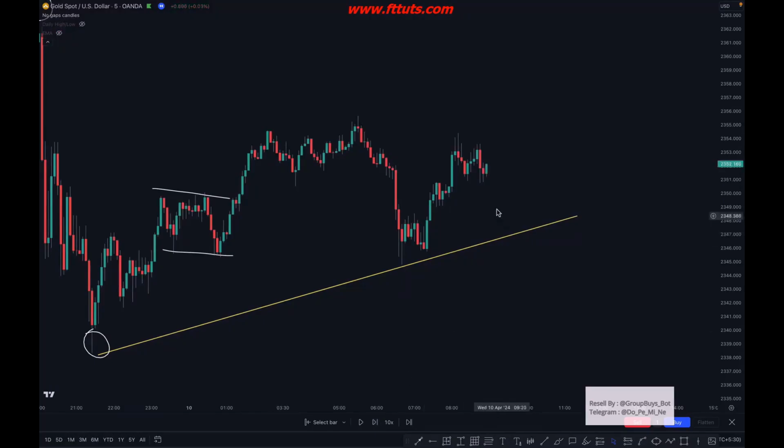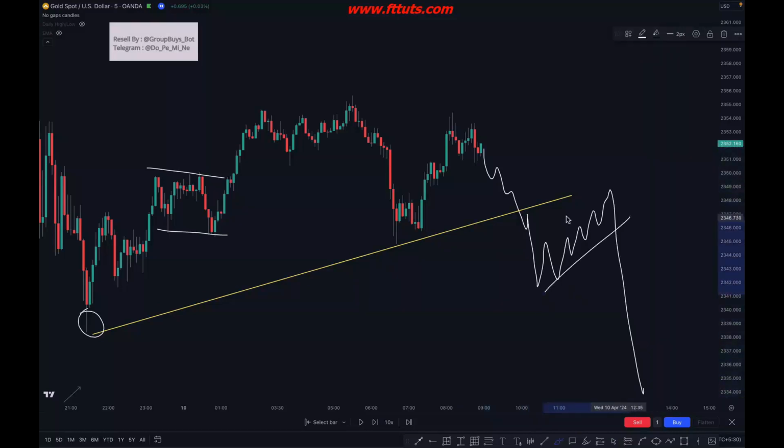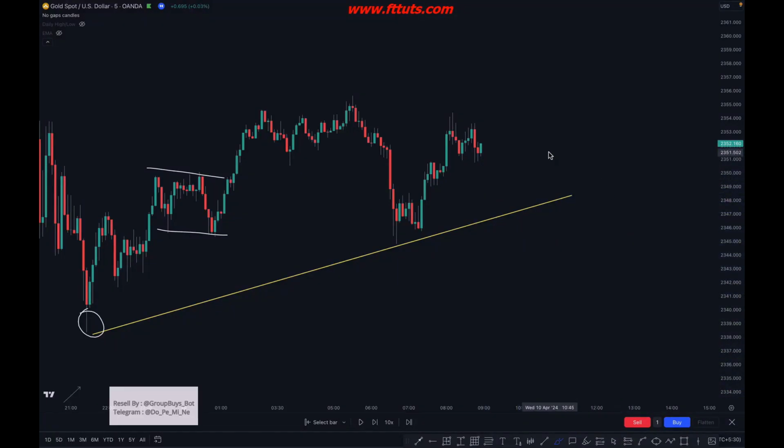And what happens if market pushes downside? For example, if market pushes downside and creates any flag pattern, then we can sell at this point. This is our next possible entry in a 5-minute time frame in gold, right? So let's see what happened next in this case.